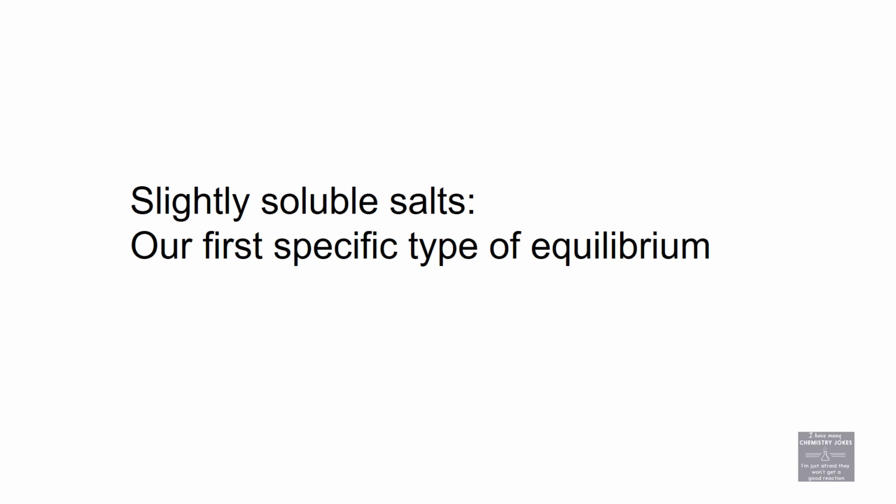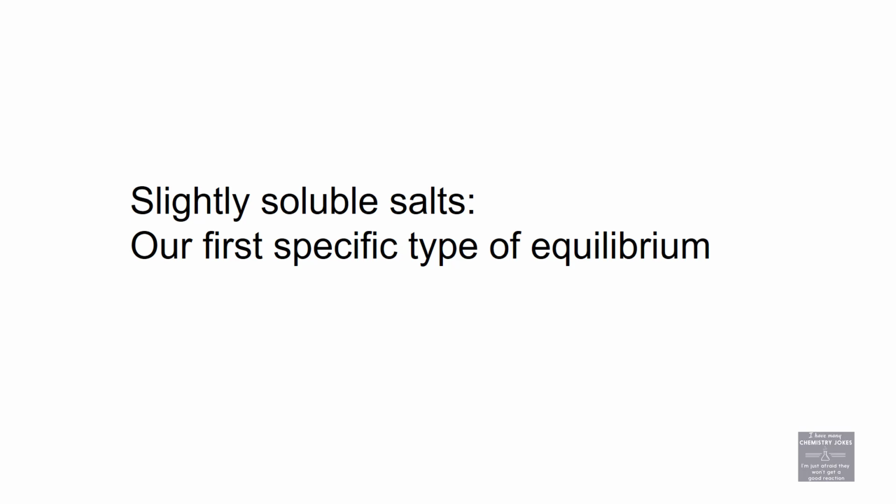So we've been talking about equilibrium, lots of equilibrium things. We've been talking about what I would term general equilibrium, meaning how do you set up RICE tables? How do you set up K expressions? What kind of math do you do to fill in ICE tables and RICE tables and that kind of thing?